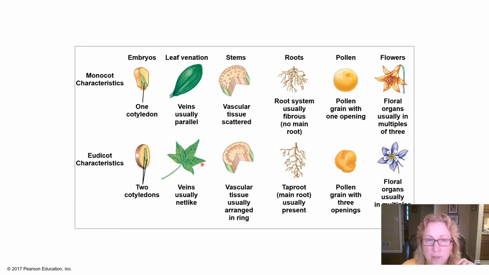Leaf veins are usually more net-like. Vascular tissue is arranged in a ring, and you should be able to see these in lab. We have some slides of corn root, which is the zea, and then we have buttercup root, which is a eudicot. There's a taproot usually, and if you've ever pulled dandelions, you know that they have a long taproot. They're definitely eudicots. Pollen grains tend to have 3 openings, and the flowers tend to have multiples of 4 or 5 for the sepals, petals, anthers, etc.